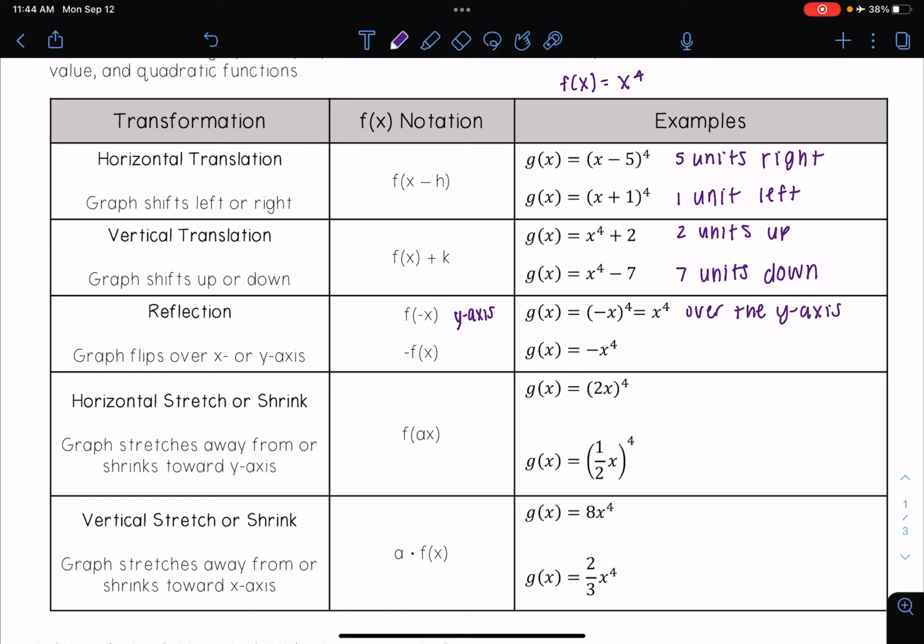Or I could have negative f of x, and this would be a reflection over the x-axis. So for example, g of x is equal to negative x to the fourth. This would be a reflection over the x-axis.